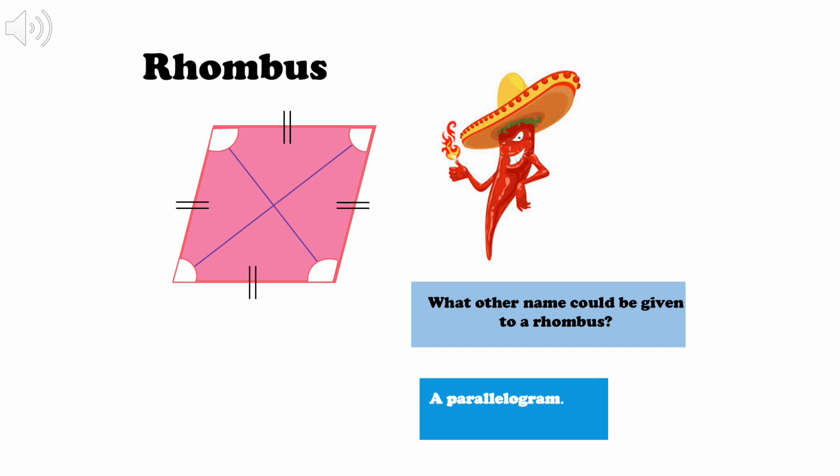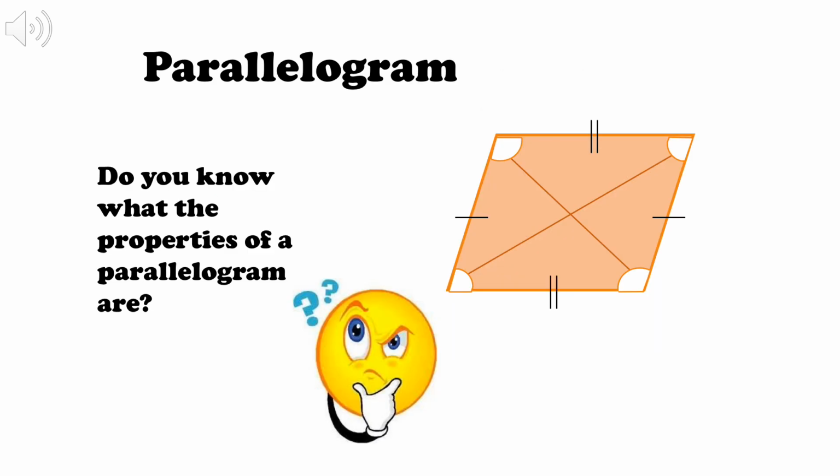Well done. Another name given to a rhombus is a parallelogram. Don't worry if you didn't get that. We're going to be looking at more on the parallelogram on the next slide. Well done, years 3 and 4. You've done brilliantly so far. We've got 3 more quadrilaterals to look at. We're going to look at the parallelogram, the trapezium and the kite. We're going to talk about their properties, and then we're going to do a short quiz just for fun to see how much you've remembered.